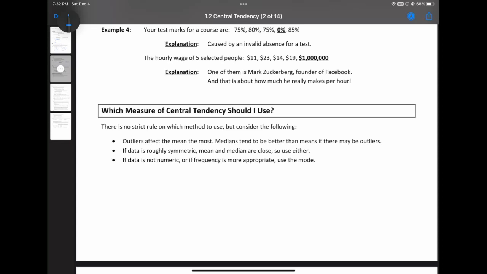If I took the median of that data set, there's 5 numbers, and the middle one would be $19 an hour. I think that's a much better representation of standard central pay, or hourly wage, for most people, given that data set. So if we have outliers, then it's often a good idea, if we can, to use medians because they get rid of the outliers.